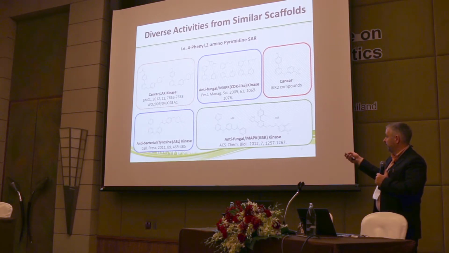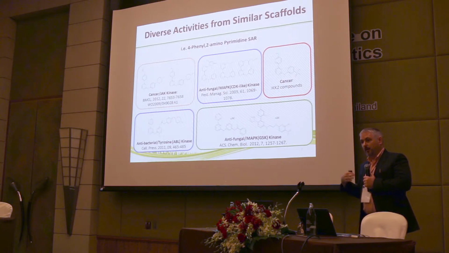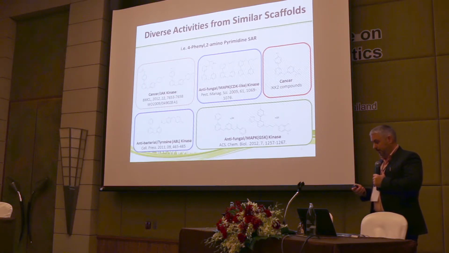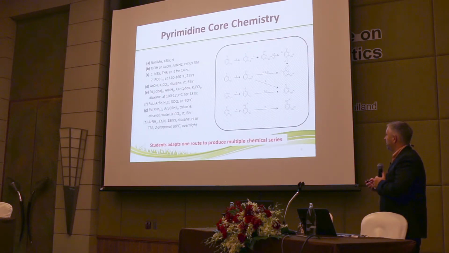So the goal is really to select compounds that are of interest for particular diseases or targets, and then, while having invested in the route, synthesize further analogues to try and build up the diversity of chemotypes that we have within the group.